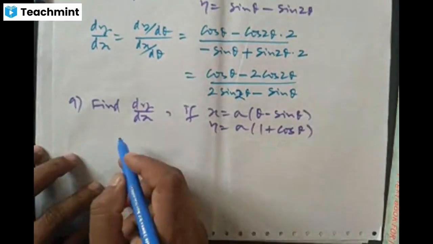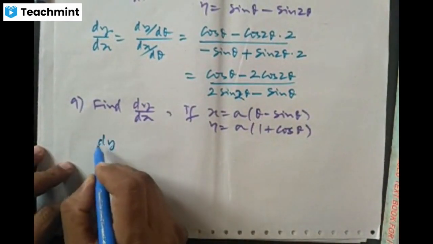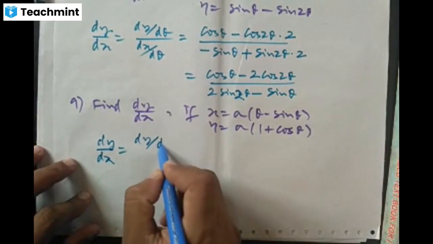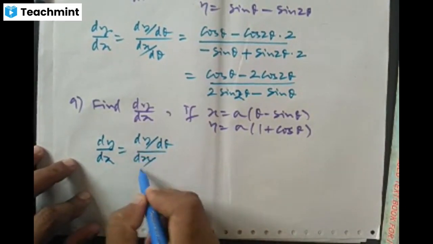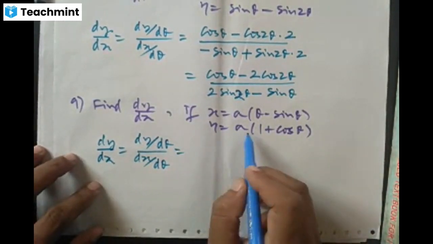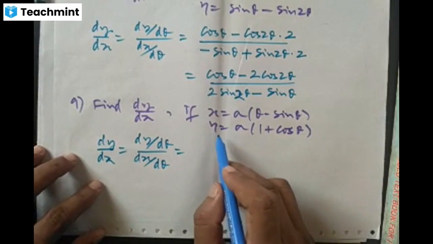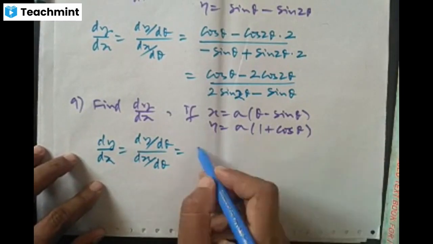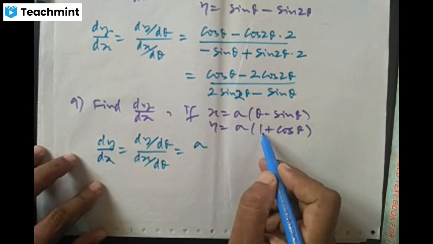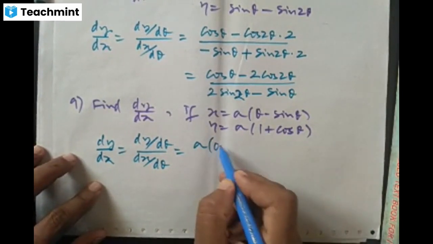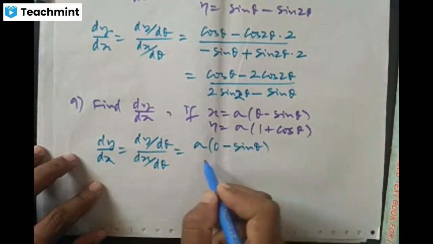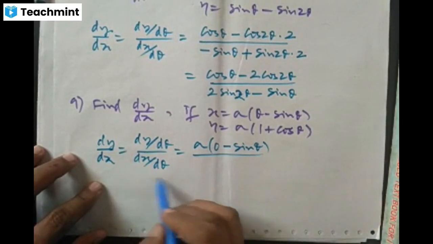Then dy by dx is equal to dy by d theta divided by dx by d theta. Differentiate both sides of this equation with respect to theta. Then we get dy by d theta is equal to a into derivative of constant 1 is 0, right? Plus derivative of cos theta is minus sin theta, right? Divided by dx by d theta.